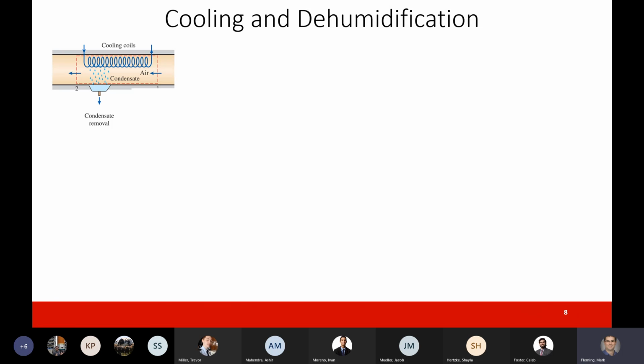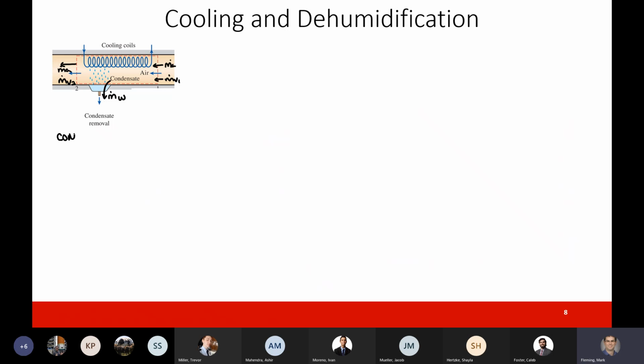So in terms of the mathematics, what we have is air coming in. So air will have a mass flow rate of dry air coming in, and we'll have a mass flow rate of dry air leaving. We'll have a mass flow rate of vapor leaving. We'll have a mass flow rate of vapor entering. And then for the condensate here, we'll have a mass flow rate of liquid water leaving the system.